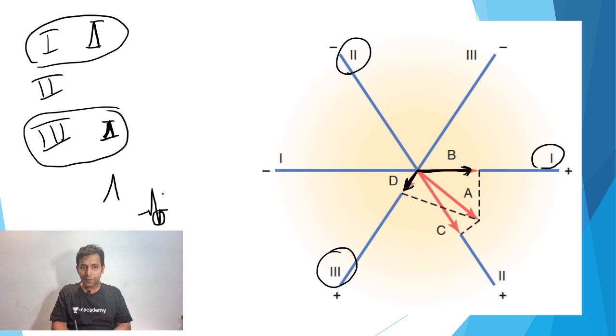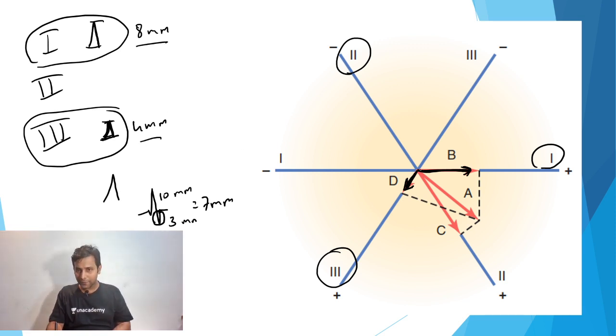Suppose the R wave is 10 millimeters in height and the S wave is 3 millimeters in height, then the actual output will be 7 millimeters. And if there are no negative waves, then you can take all the boxes as positive. So this net movement will be 4 millimeters for lead 3, and for lead 1 you can say 8 millimeters. We'll draw the exact magnitude we are getting here and plot it on the respective axis from the starting point.